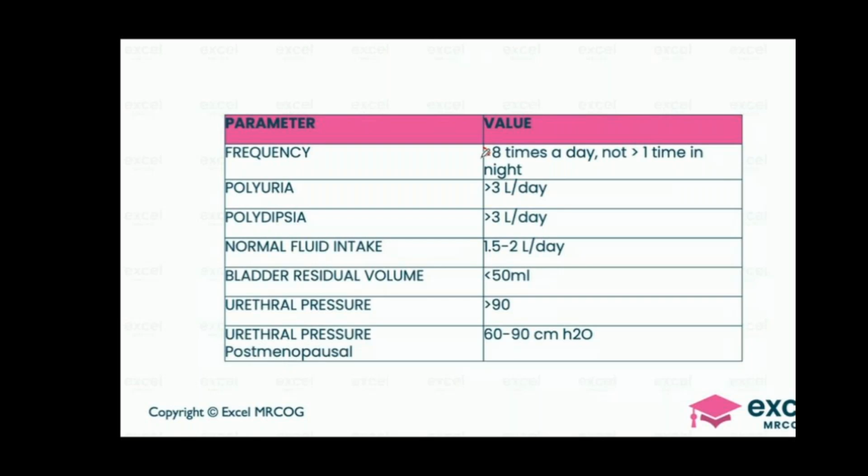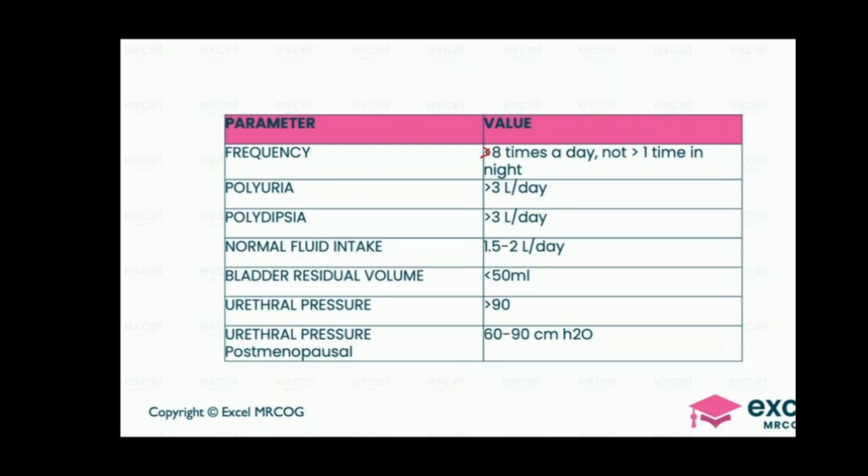Polyuria is more than 3 liters. Polydipsia is where you drink more than 3 liters. Normal fluid intake would be 1.5 to 2 liters. Residual volume normal is less than 50. If it is more than 100, it is abnormal. Okay. Urethral pressure at rest is 90 centimeter, and urethral pressure postmenopausal is a little less, which is why you have SUI, 60 to 90 centimeter.